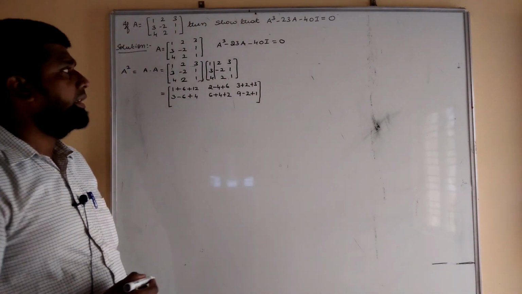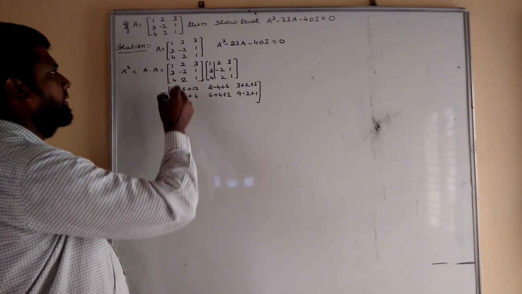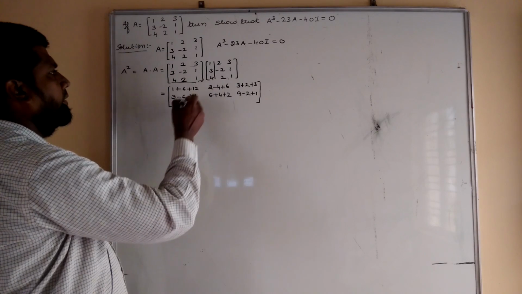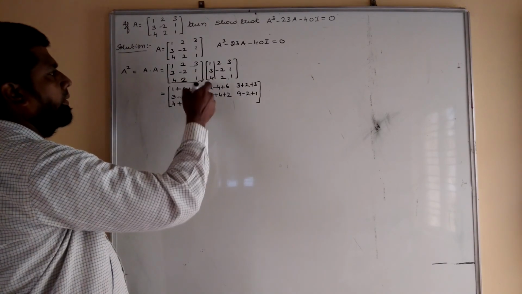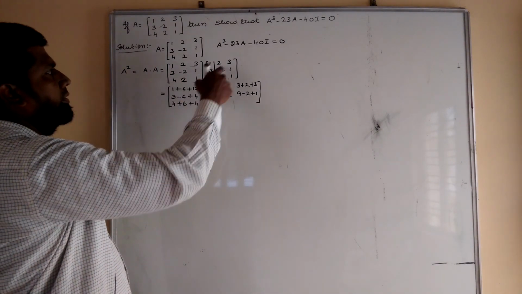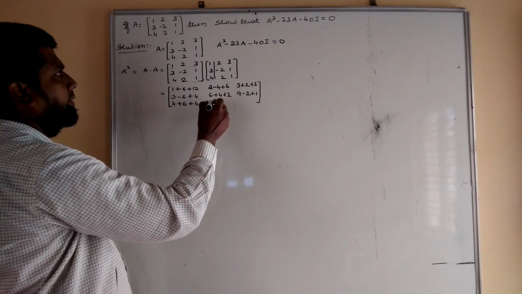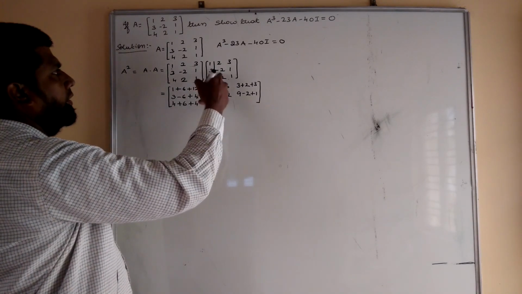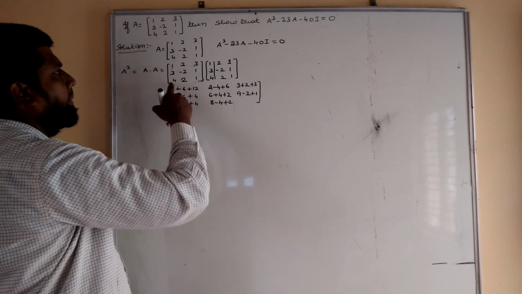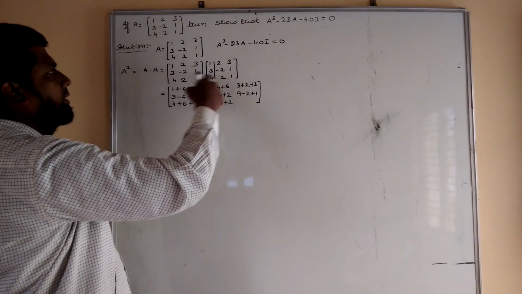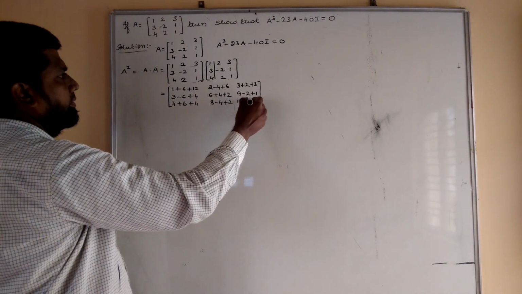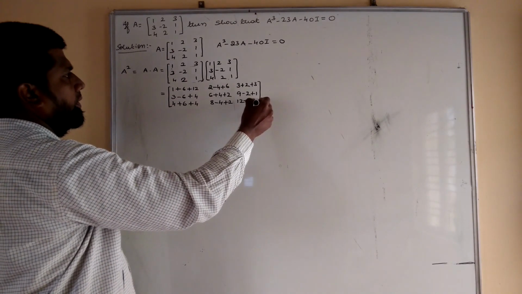So now let us go for the third row, first column. 4 into 1 is 4. 2 into 3 is 6. 1 into 4 is 4. Then third row, second column. 4 into 2 is 8. 2 into minus 2 is minus 4. 1 into 2 is 2. Then third row, third column. 4 into 3 is 12. 2 into 1 is 2. Then 1 into 1 is 1.